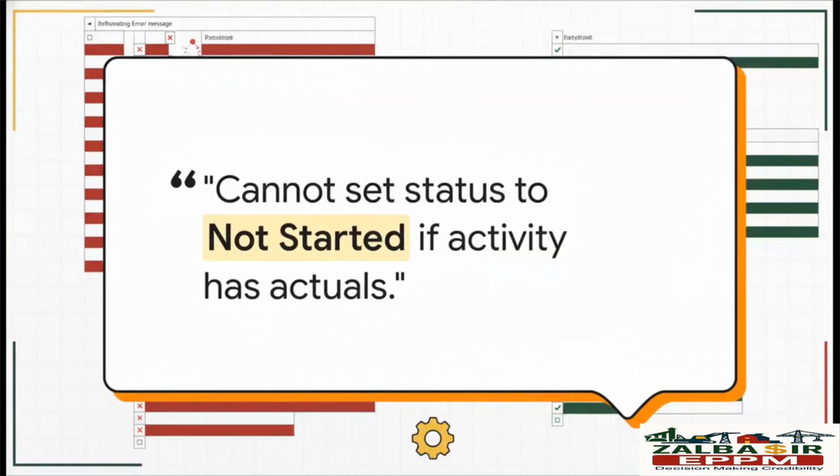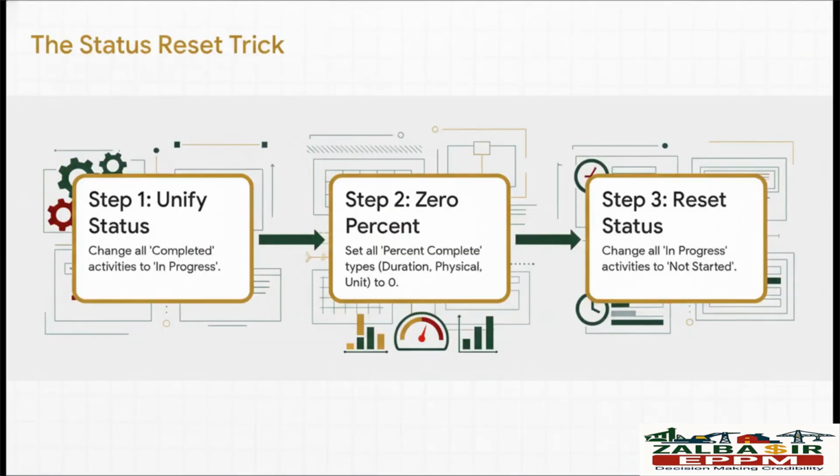Now, if you've ever tried to do this manually, you've probably run into this incredibly frustrating P6 error. The system just won't let you set an activity to not started if it thinks it has actuals. But since we just wiped all of them out, we can now use a really slick workaround to bypass this. So here's the trick, and it has to be done in this exact 3-step sequence. First, we run a global change to move all completed activities to in progress.